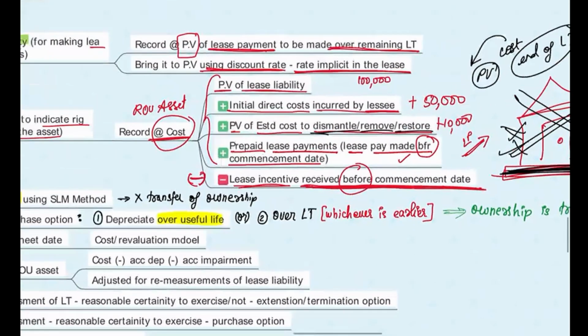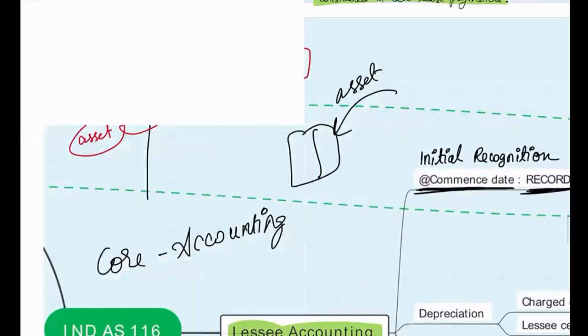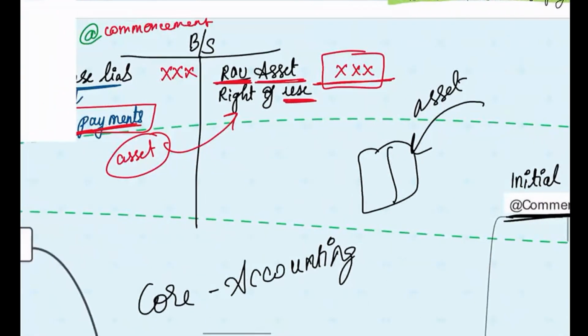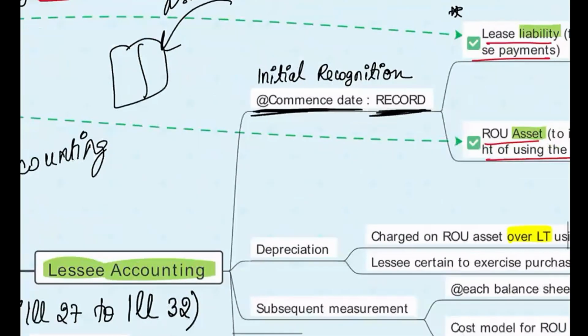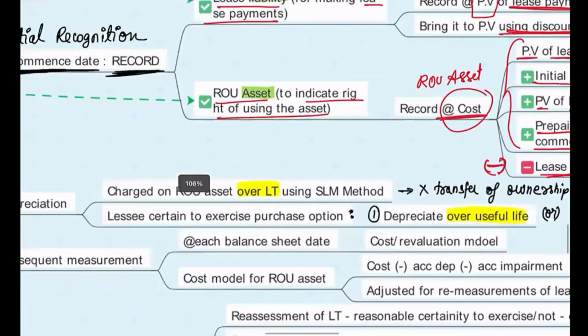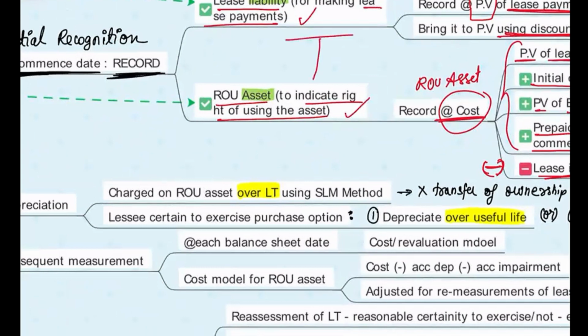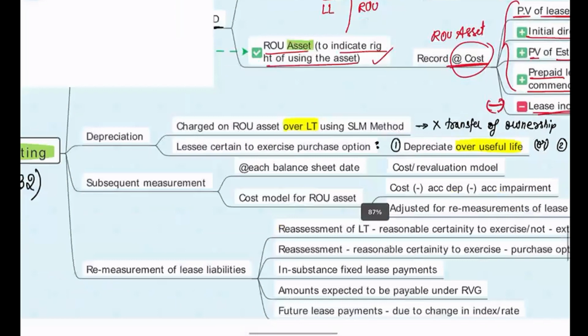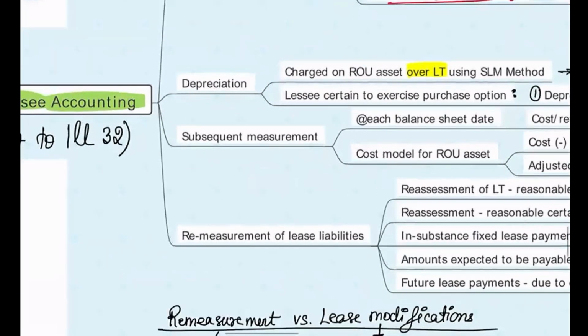This is the cost at which you will record the ROU asset in your balance sheet. And this is your present value of lease payments. I hope you understood this. So at the commencement date, you will record lease liability and ROU asset in the lessee's book. Liability on the liability side and ROU asset on your asset side. Okay, fine. Then we have to understand about depreciation.